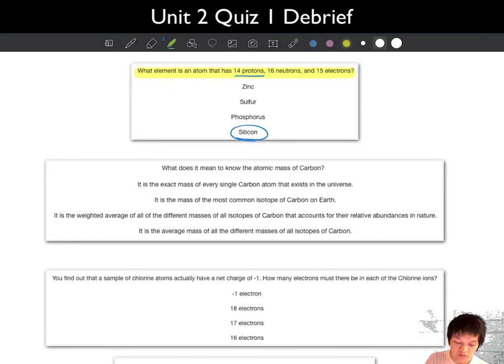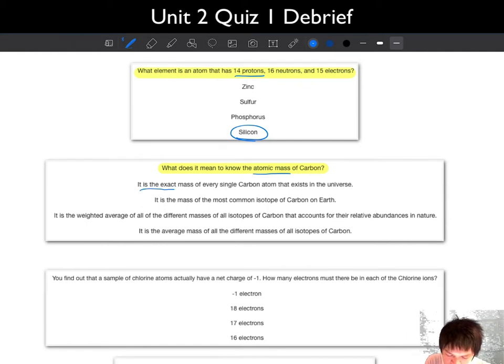Second question now. What does it mean to know the atomic mass of carbon? So, what's the definition of atomic mass? The definition of atomic mass is it's basically the average mass of all of the isotopes of that element, considering the percent abundance of each of those isotopes. So which one of these matches that?